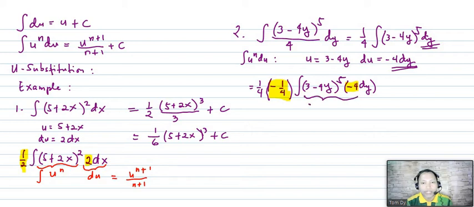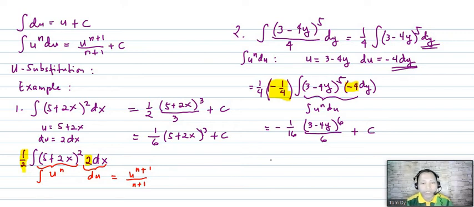the integral of u to the n du. So when we solve this, 1/4 times negative 1/4 is equivalent to negative 1/16. And then u to the n du, we have here 3 minus 4y as our u, and n equals 5 plus 1, that is 6, over 6 plus c.